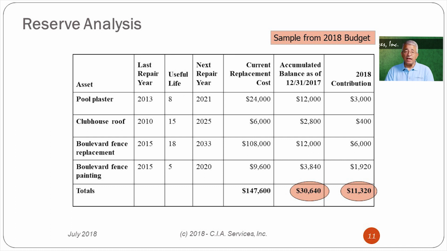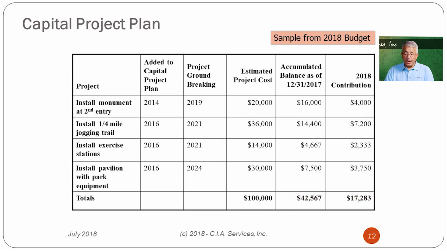The next page is how we calculate the ideal target for a capital fund. This looks identical to the prior page because it is. In this particular case, we have a bunch of things we want to do. We want to put in another monument, install a jogging trail, some exercise stations, and maybe a pavilion. Those ideas have come up at various times. We decide we want them to happen at various times, and they cost so much. You do all that calculation, and you come up with the bottom line, the two numbers that are circled. The first one, the $42,000, says if we have this much in the bank today, then we're on target to do all of these projects on the schedule we just mentioned. And the number to the right of that is how much we need to set aside this year to stay on target.